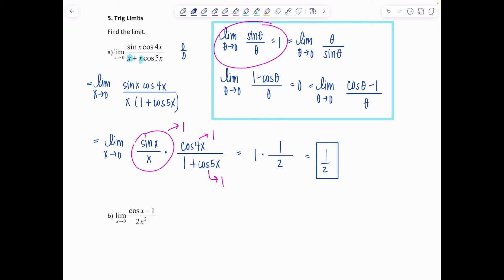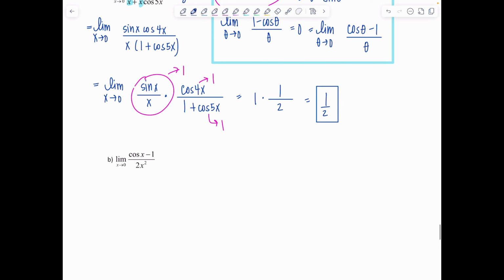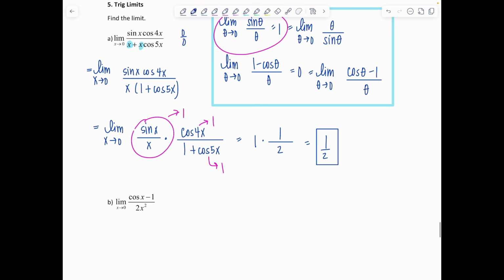Limit as x approaches 0 of cosine x minus 1 over 2x squared. So you're probably like, ooh, this reminds me of this guy, right? But we have a problem. So say you write it as cosine x minus 1, you take one of the x's out, then you would still have 1 over 2x, right? Maybe you were thinking that?